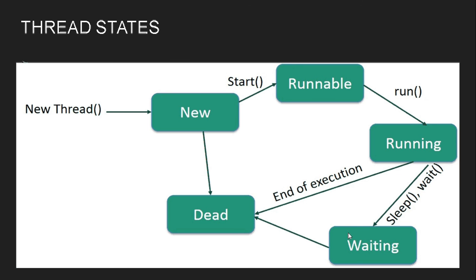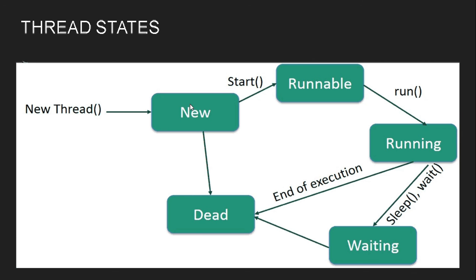So these are the various states of a particular thread, and obviously from the waiting state it can also go directly to the dead state. For example, if it did not receive its resources or something like that, it can go to the dead state. So these are the various states of a particular thread.